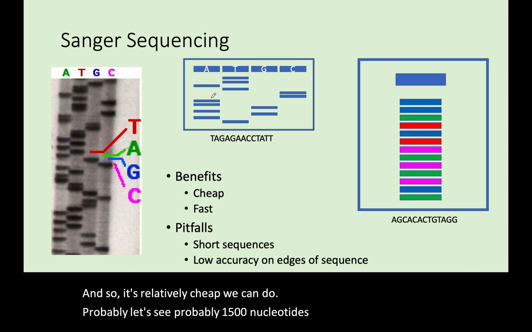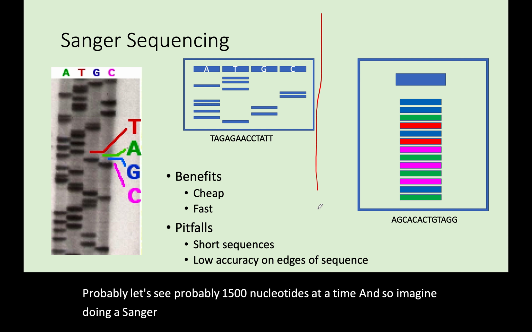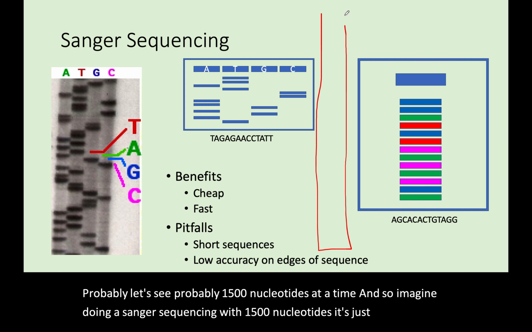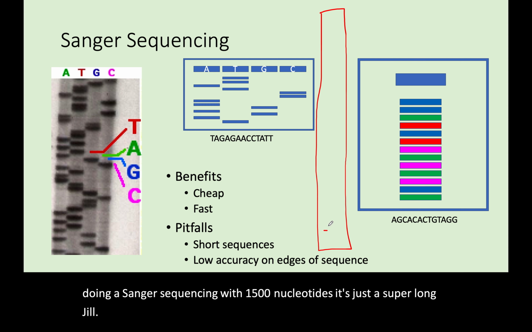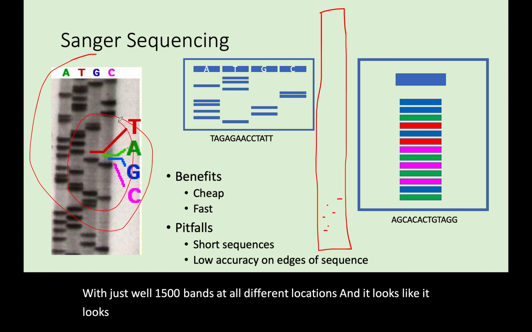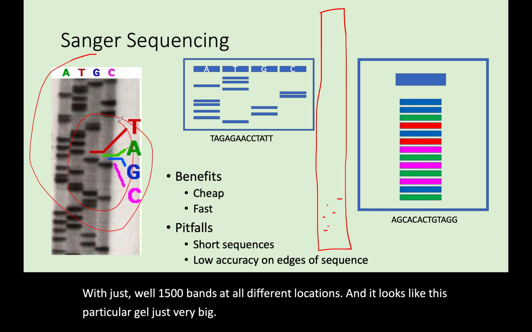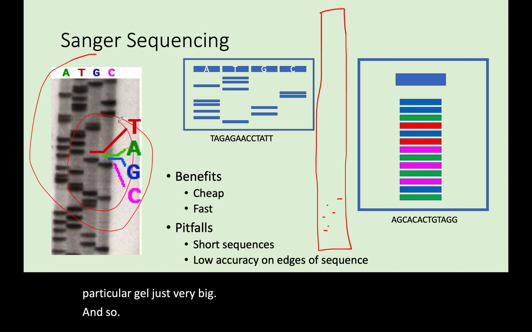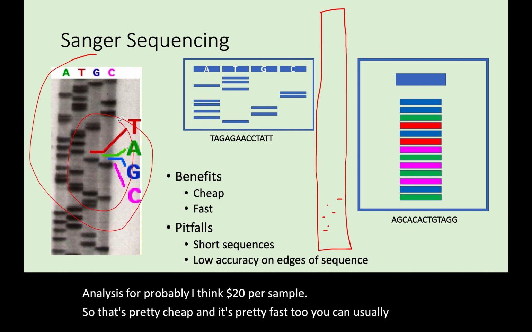And so imagine doing Sanger sequencing with 1,500 nucleotides. It's just a super long gel with 1,500 bands at all different locations. It looks like this particular gel, just very big. We can do a Sanger sequencing analysis for probably, I think, $20 per sample. So that's pretty cheap, and it's pretty fast too. You can usually get it within a day or two.